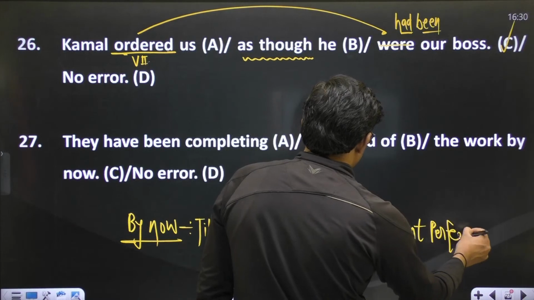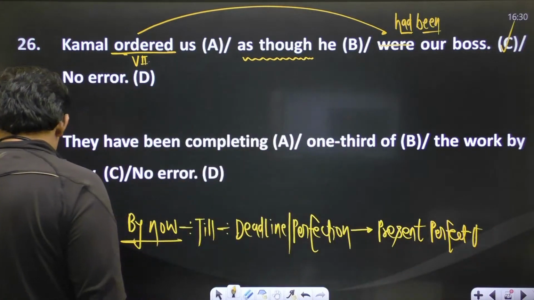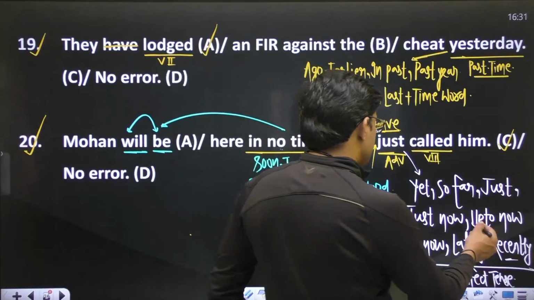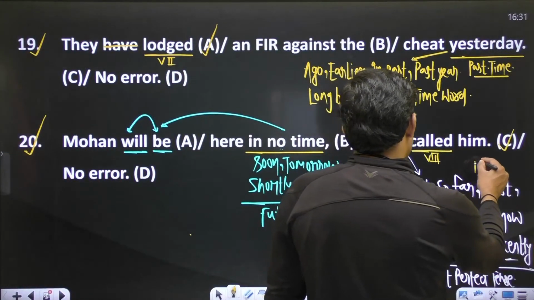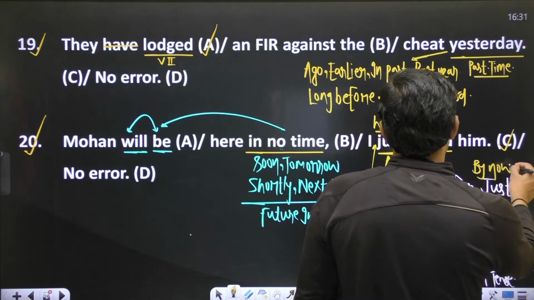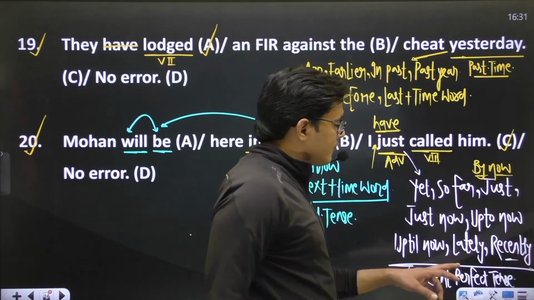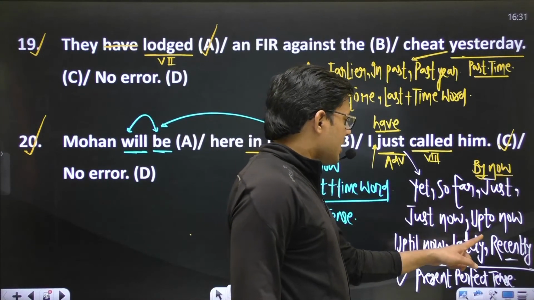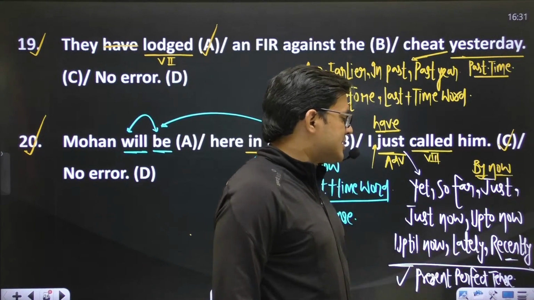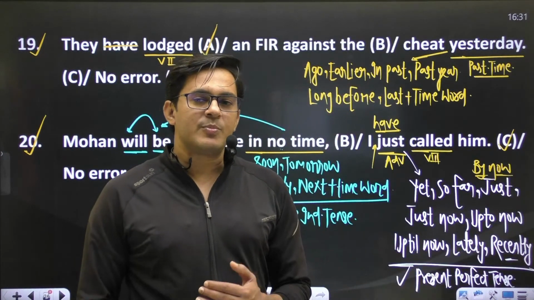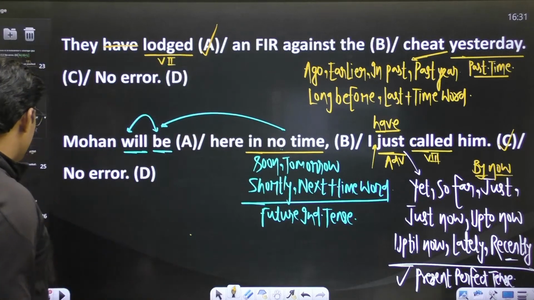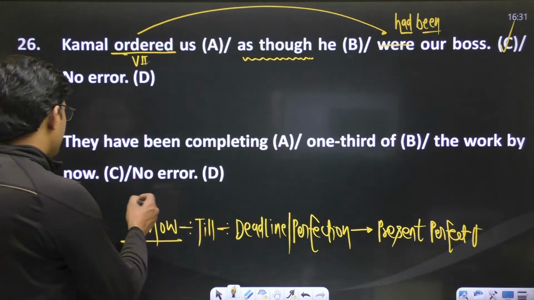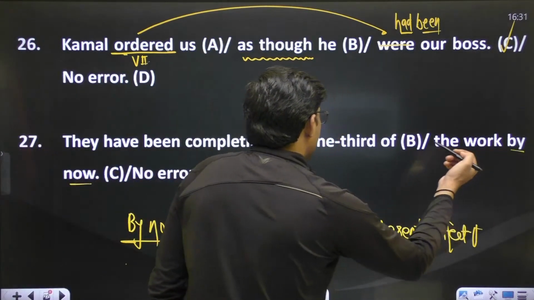If you get a word like by now, okay, let's understand. I told you some of the words. These are the words which demand present perfect tense. By now is also one out of these. What are the words? Yet, so far, just now, by now, up to now, up till now, lately, recently. So if you apply it in the sentence, you will find this word by now will demand present perfect tense.